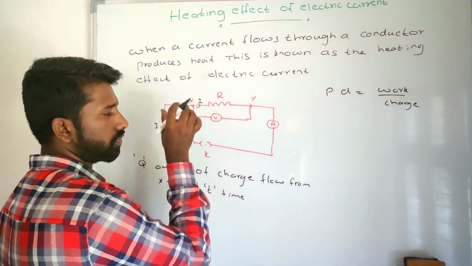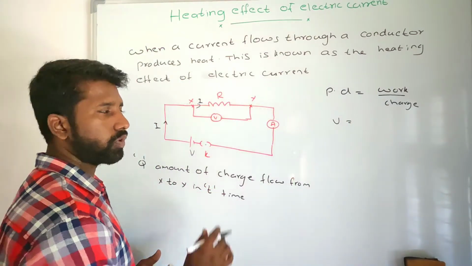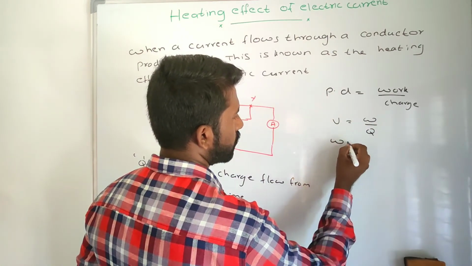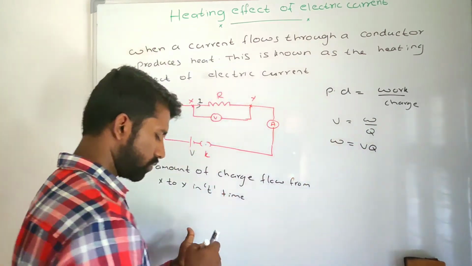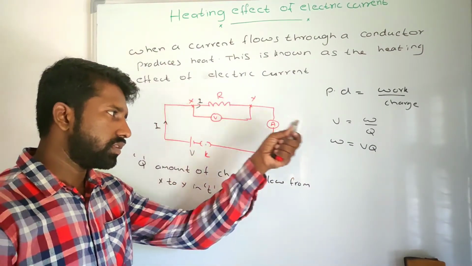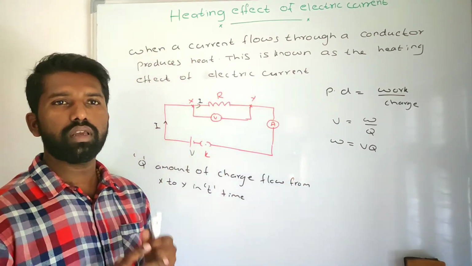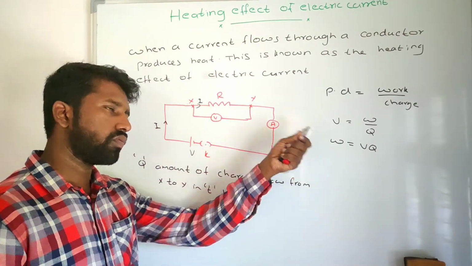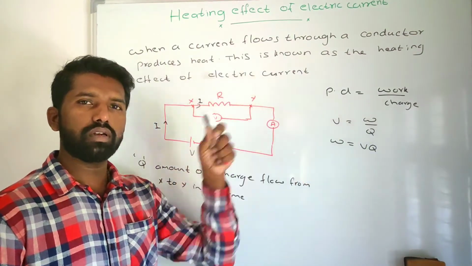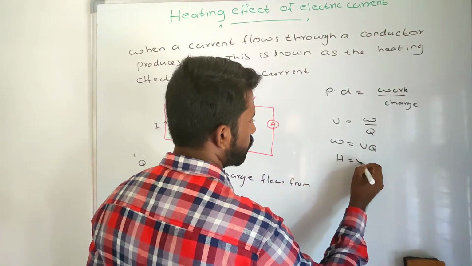Here the potential difference we can measure from the voltmeter, which gives us V, the potential difference across it. So that is equal to W divided by Q. So W is equal to V into Q. If a charge Q moves from X to Y, W amount of work is done. If this is purely resistive, the entire work done is released as heat. So this work done is converted into heat. Then H is equal to VQ.